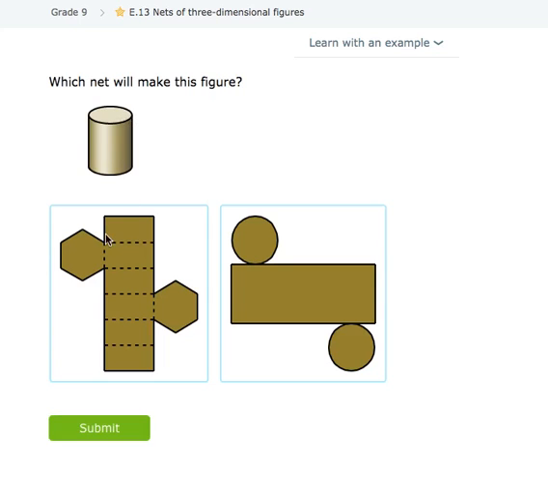Now, a net is just a flattened-out version of the outside surfaces of the shape. For example, you could think of this as a can of beans. If you were to get a can opener and go around the edge of the can, you could flip up the top and do the same thing with the bottom. Then if you cut up the side of the can and unroll it, you'd end up with a rectangle, and these would be the top and the bottom of the can.